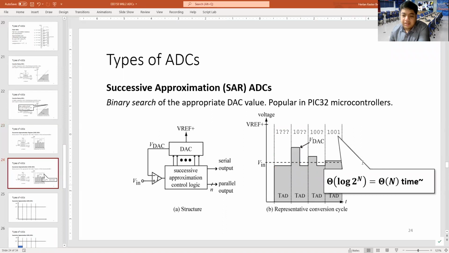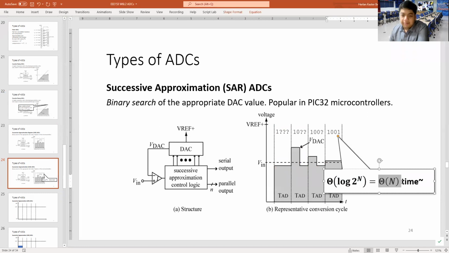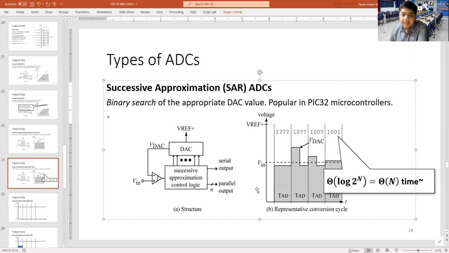Makikita natin dito ang ating processing time, instead of 2 to the n, is just log of 2 to the n, or O of n. So kung ilang bits yung ating resolution ng ating ADC, ganun din kadami yung mga cycles bago siya matapos. So we can have an example here.